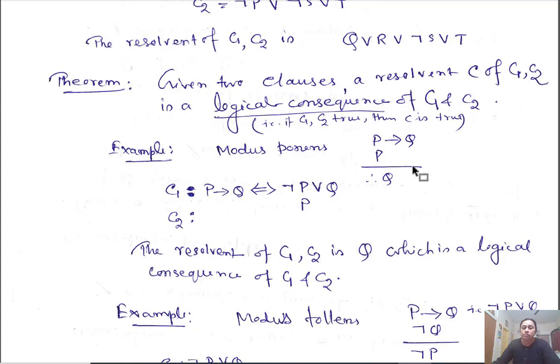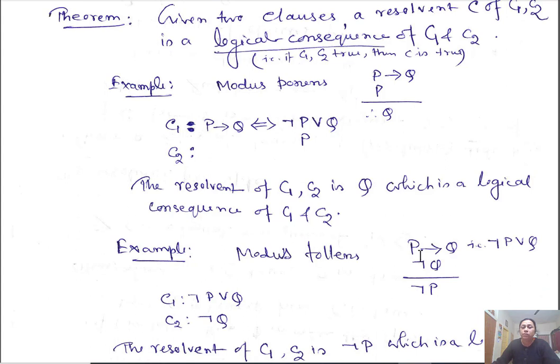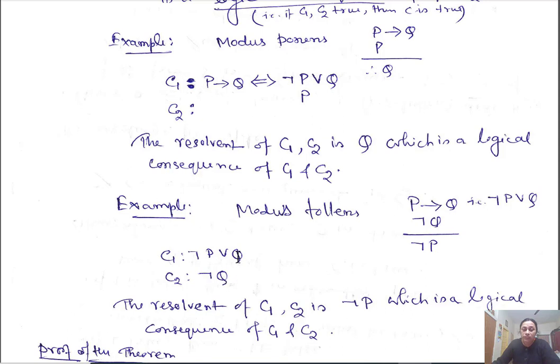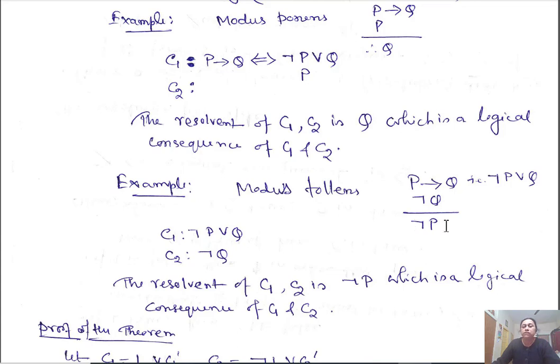Modus tollens is P implies Q, negation of Q, therefore negation of P. When you write a clause, you have to convert it into a disjunction, so P implies Q is the same as negation of P or Q. The first clause is negation of P or Q, and the second is negation of Q. Q and negation of Q nullify, and the resolvent you get is negation of P, a logical consequence of C1 and C2. Therefore, this is a valid argument. If this is true, then this is true.